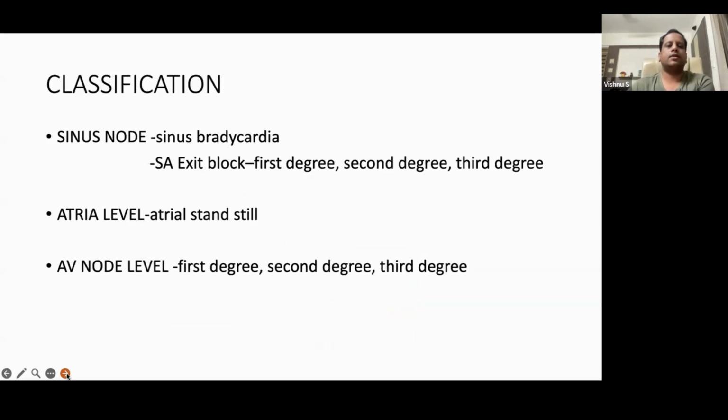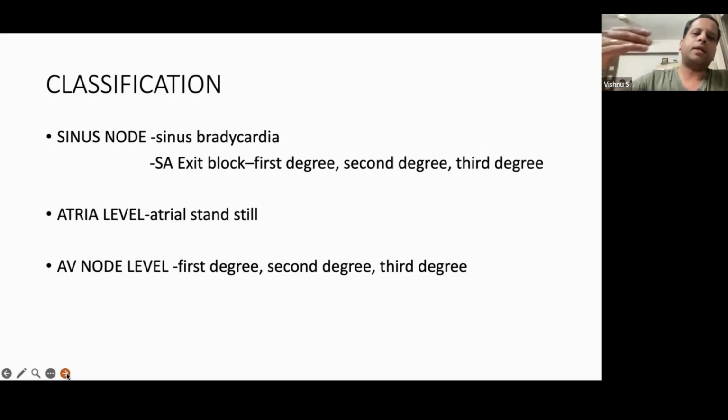So the classification is: sinus node dysfunction. At the level of the sinus node, bradycardia can be due to sinus bradycardia, which as you all know can be drug effect or increased vagal tone, and SA exit block. There is first degree, second degree and third degree, but we can diagnose only second degree SA exit block on ECG. First degree and third degree we can't diagnose on surface ECG.